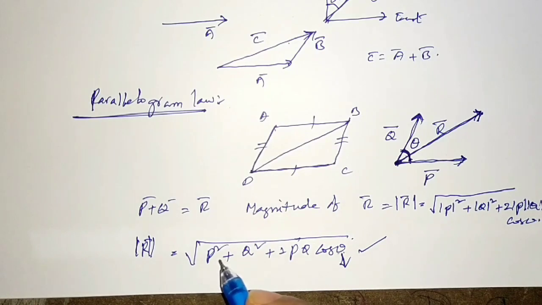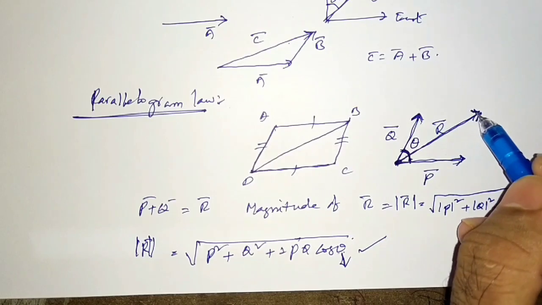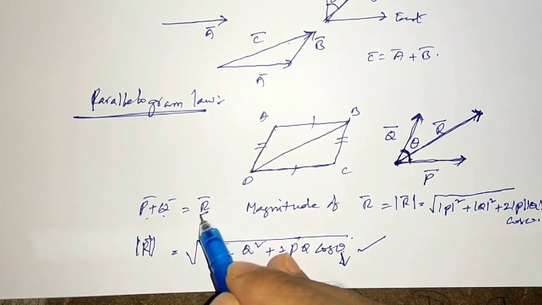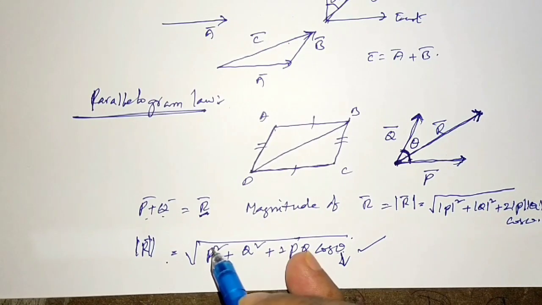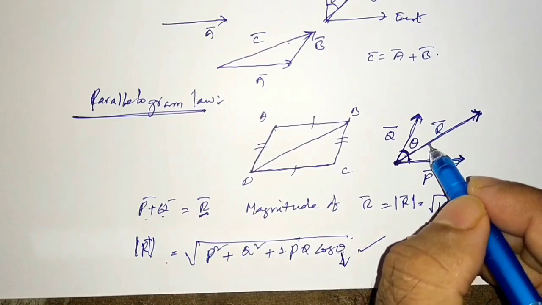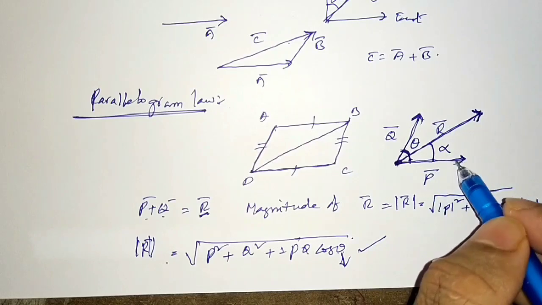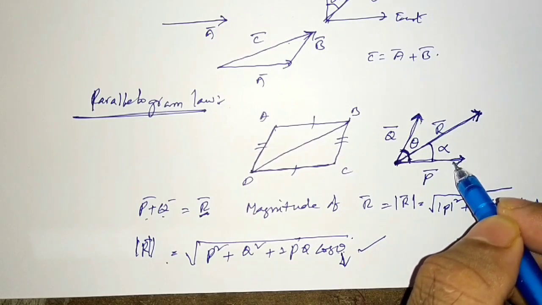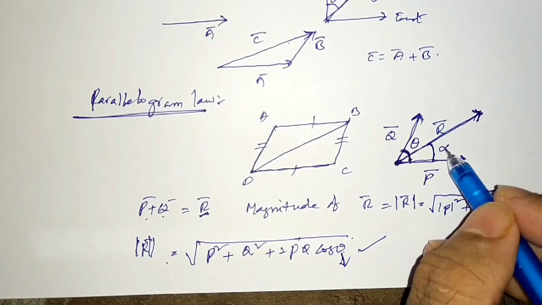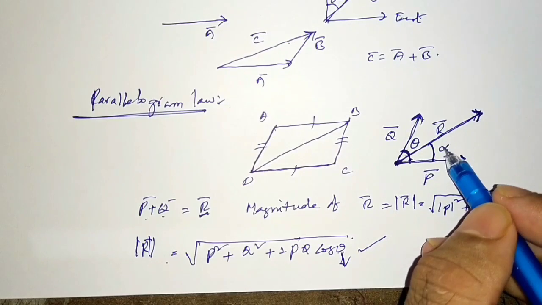Then how to calculate its direction, sir? Because it is a vector physical quantity. When you add two vectors, you will get another vector. So we got magnitude. Then what about its direction? It has direction or not? Very good. So let us take that the resultant vector makes an angle alpha with the vector p. Here alpha is the direction of r.